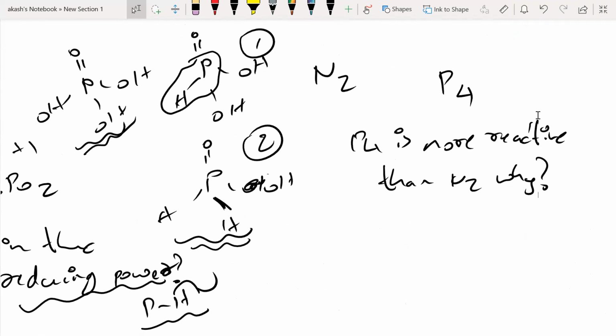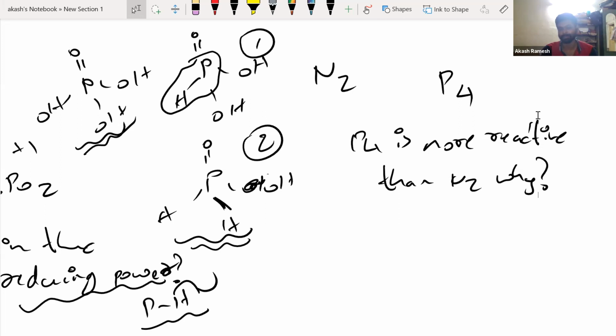Sir, can we say N2 is more stable than P4? Yeah, exactly. Stability and reactivity are inversely proportional, right? Why is it stable? It has a triple bond, sir. Correct. So N2 has a triple bond.